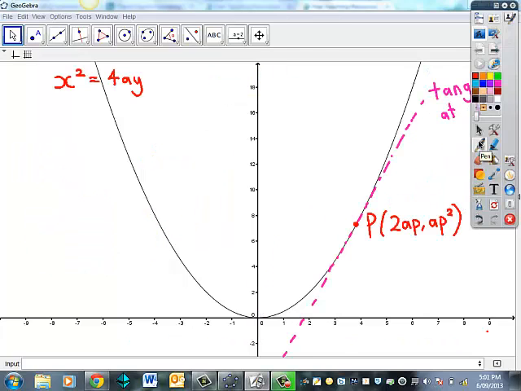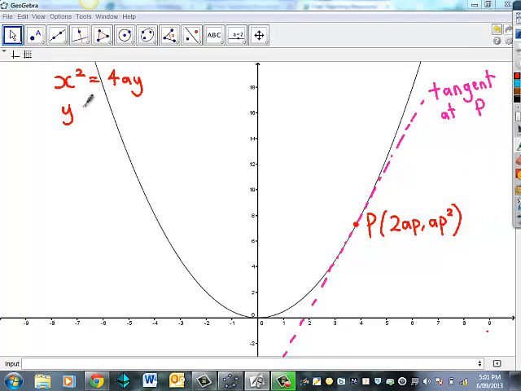We can investigate things like the gradient of the tangent drawn at P on this parabola. And in order to do that, we need to use calculus, and we need to differentiate this equation. So let's rearrange it so that y is the subject, and then that allows us to differentiate it. And we will get 2x over 4a, which simplifies just to x over 2a. Now, at this particular point P, the value of x is 2ap.